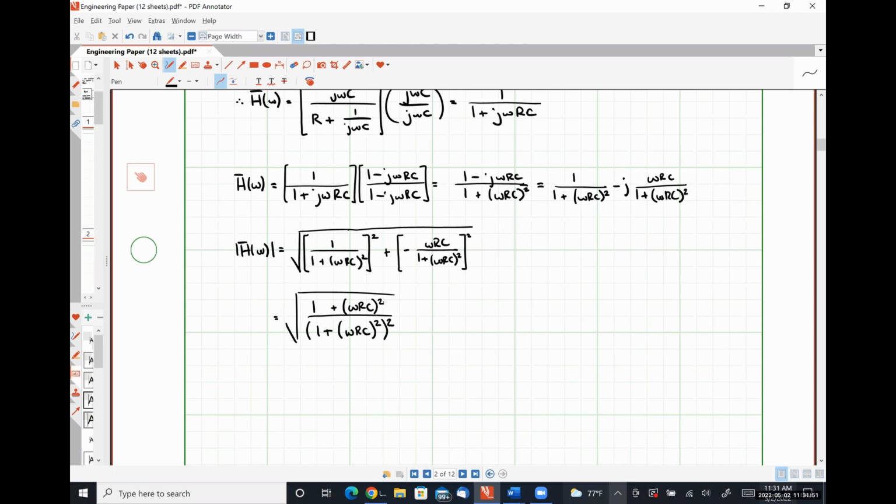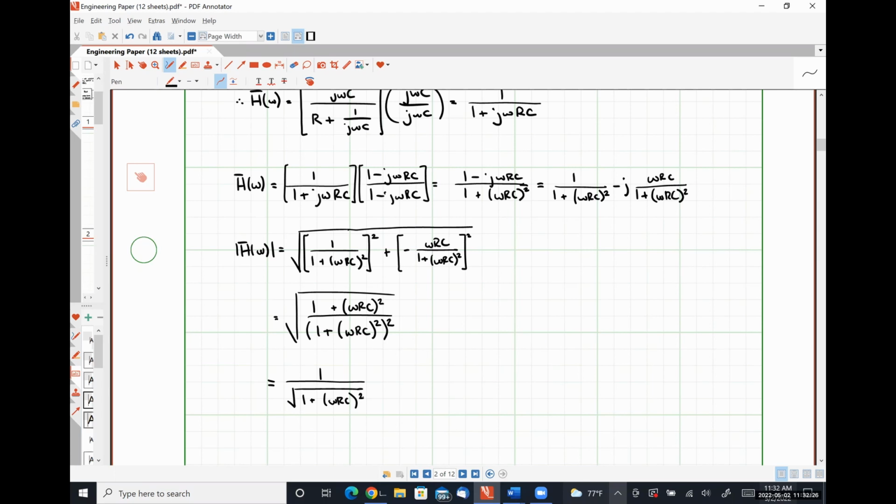So from this, I can say that my magnitude response is 1 over the square root of 1 plus omega RC squared. So this is my magnitude response.